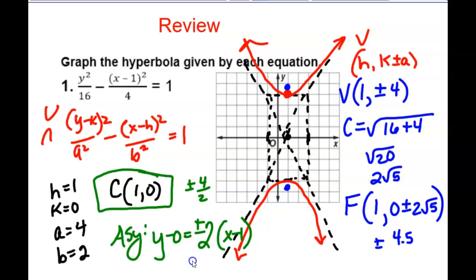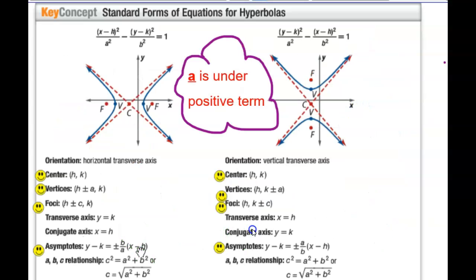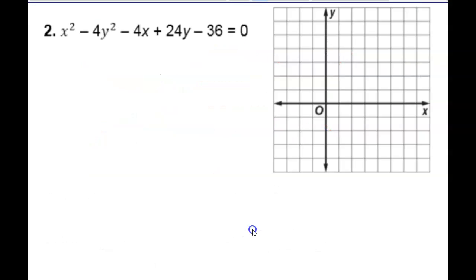Can you read that, guys? It's basically y equals plus or minus 2 times the quantity x minus 1. Is that everything we needed? I feel pretty good about that one. All right, then completing the square on number 2.